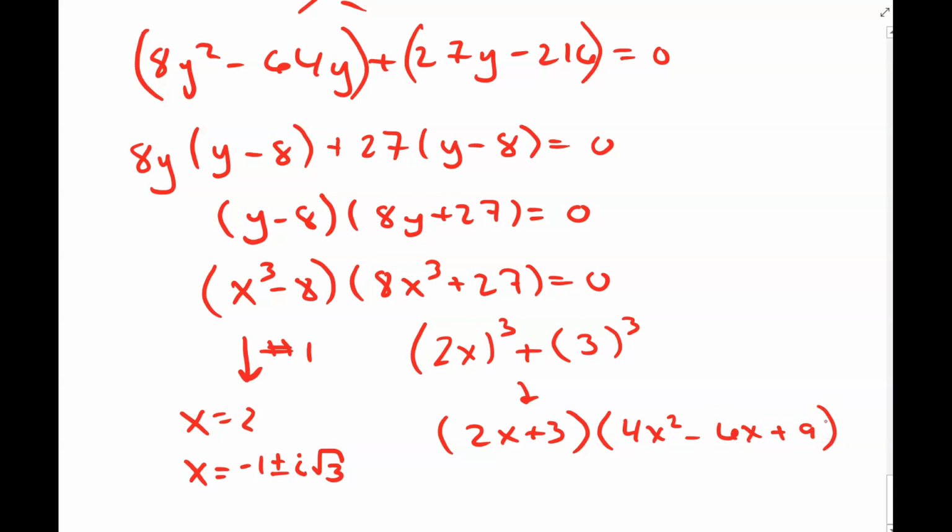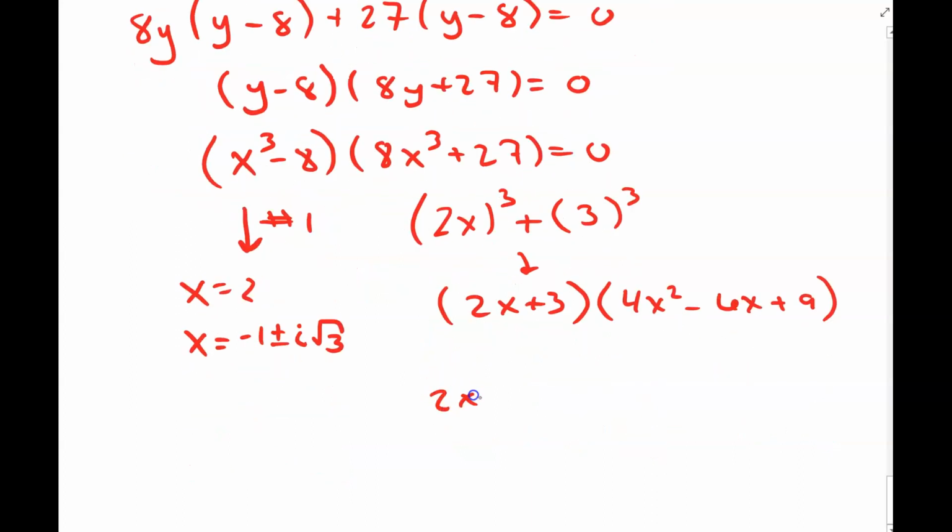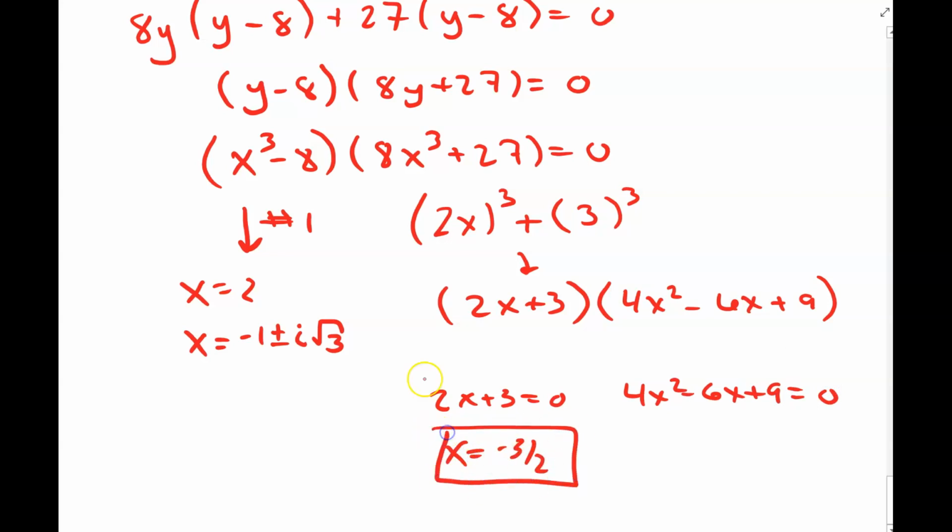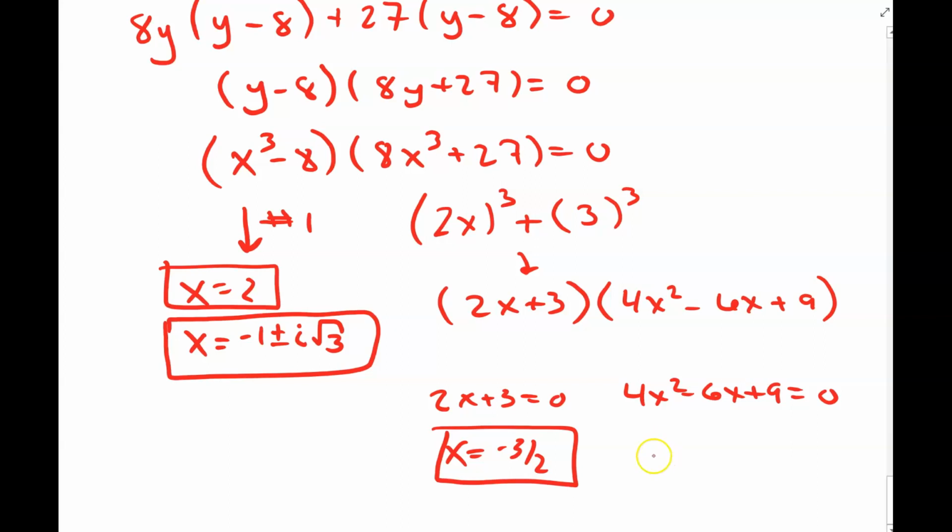So there's that. We factored it. Then I'm going to set each of these pieces equal to 0. I still have one more though, right? How am I going to solve 4x squared minus 6x plus 9? The quadratic formula. Very good.